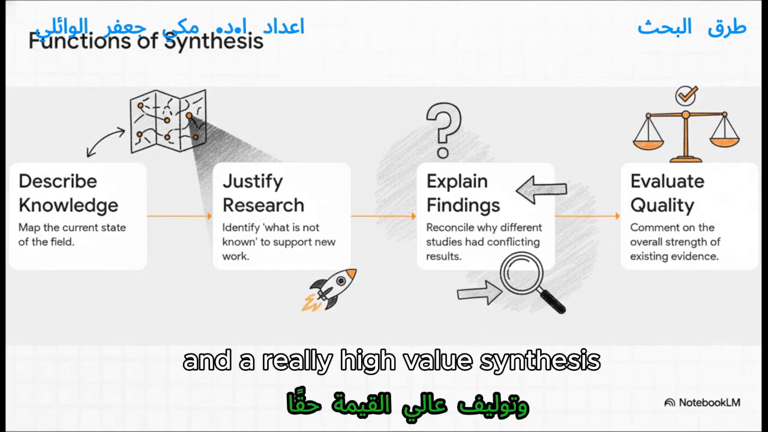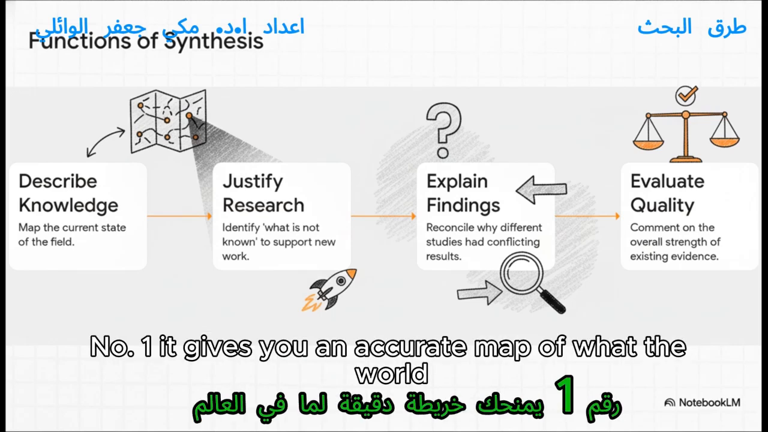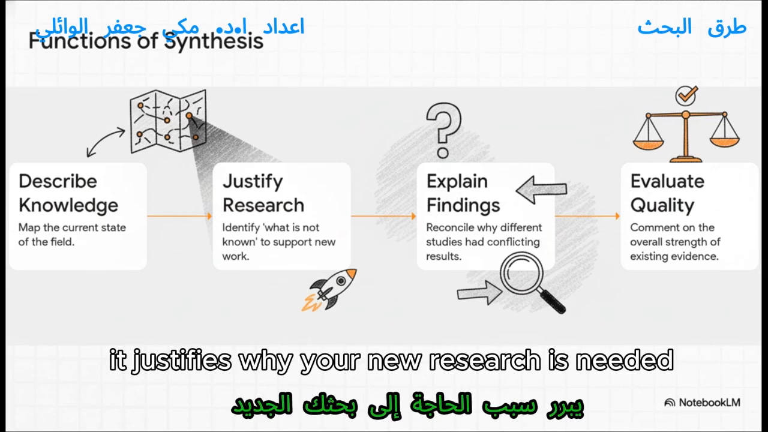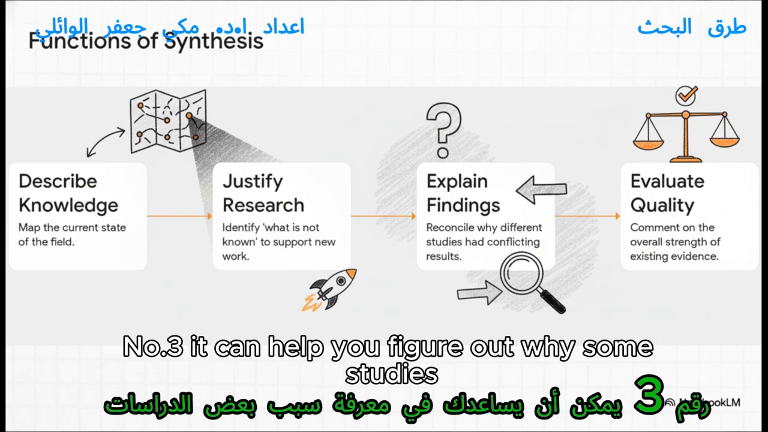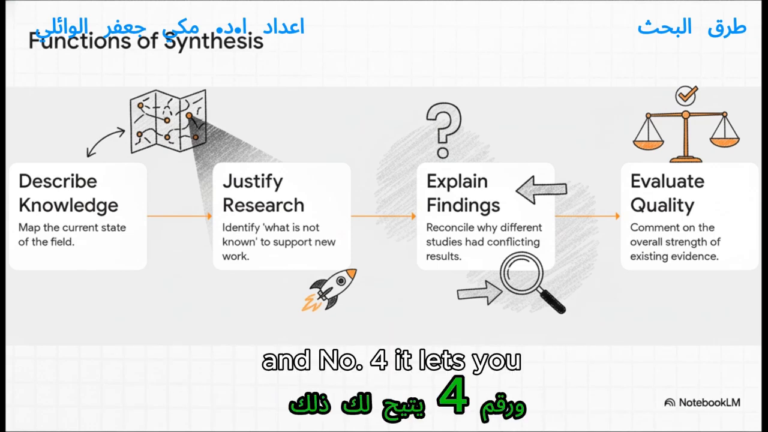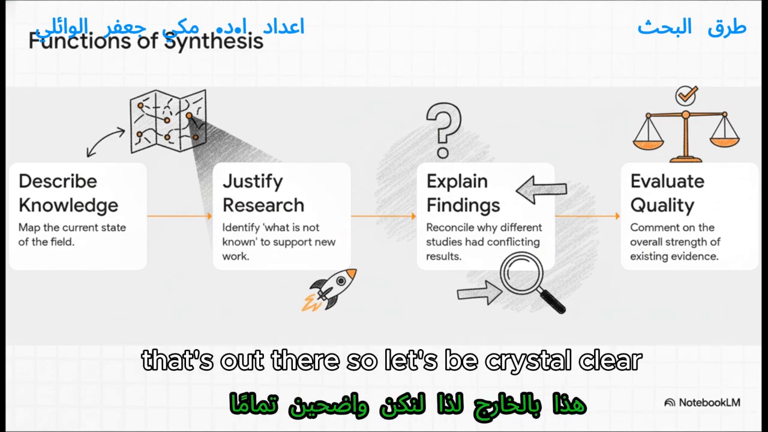And a really high-value synthesis does 4 incredibly important things for you. Number 1, it gives you an accurate map of what the world currently knows about your topic. Number 2, and this is the big one, it justifies why your new research is needed by pointing directly to what is not known. Number 3, it can help you figure out why some studies might have conflicting results. And number 4, it lets you stand back and evaluate the overall quality of all the research that's out there.